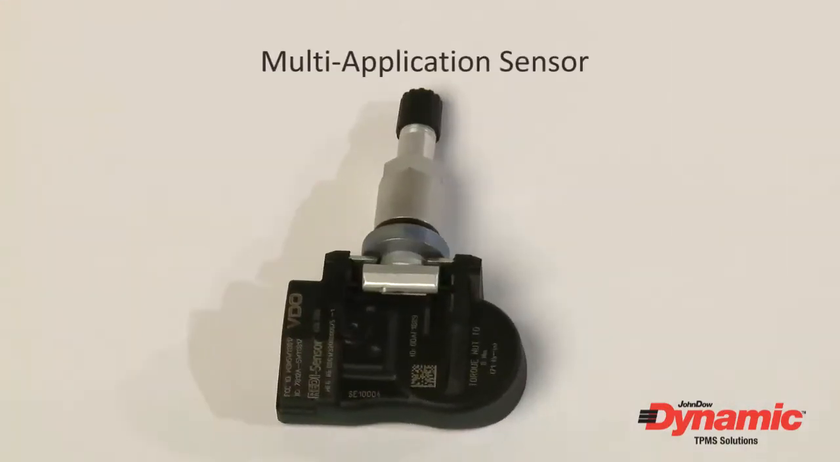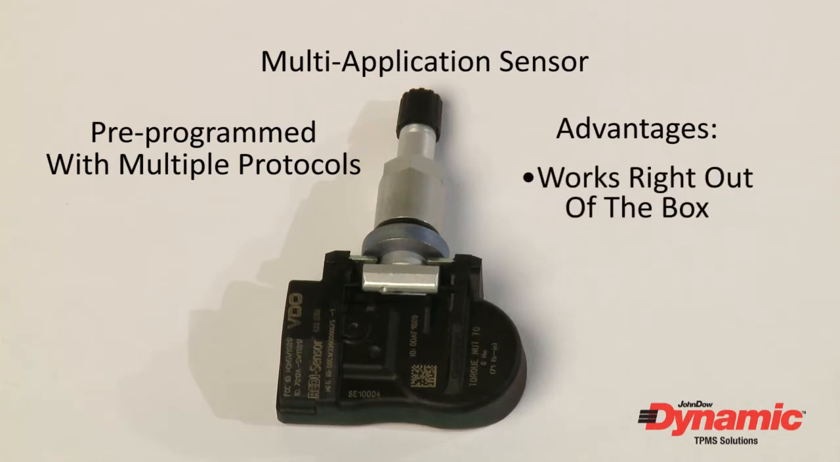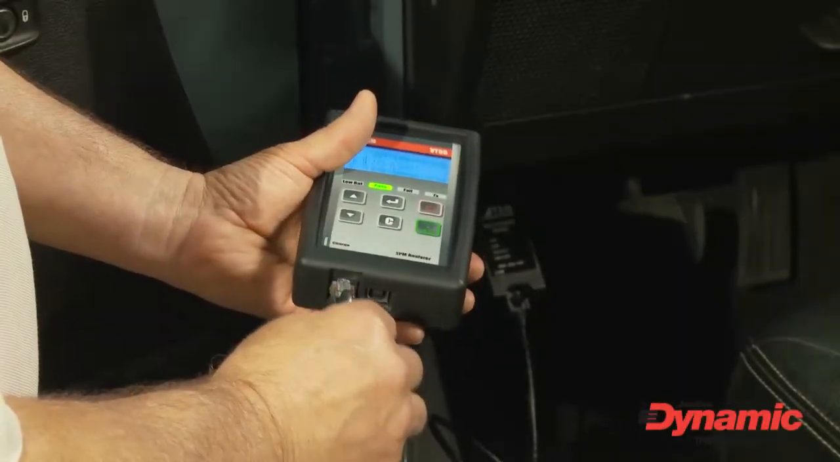The multi-application sensor works very much like the OE type sensor. The difference is there are multiple protocols written on the circuit board as opposed to only one protocol on the OE sensor. Its advantages are the ability to replace a sensor right out of the box like an OE direct fit sensor, and they can be relearned with most TPMS diagnostic tools.